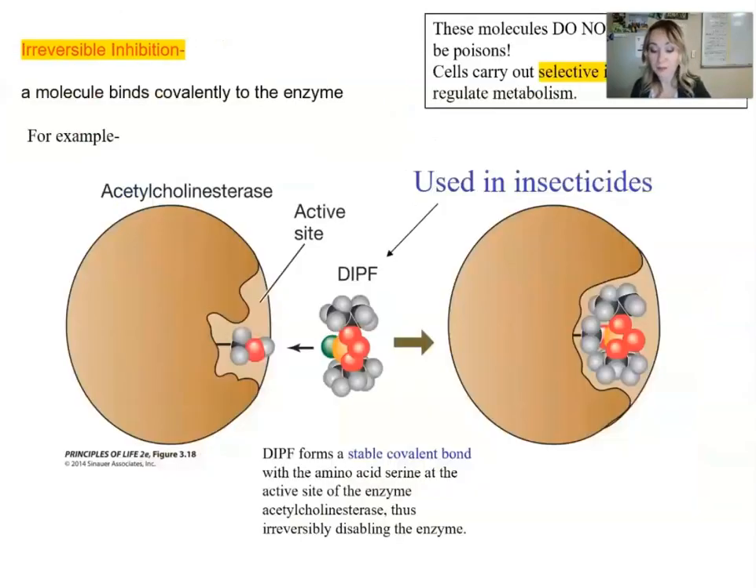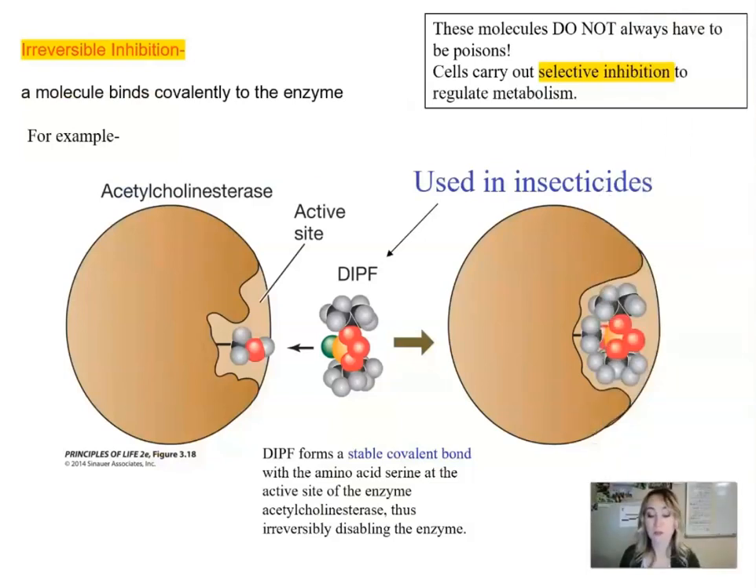And then we have irreversible inhibition. So irreversible inhibition happens when a molecule binds covalently to the enzyme. So an example here is I have an enzyme called acetylcholinesterase, and here is its active site. So we produce insecticides and include this chemical that is going to be compatible with the active site.